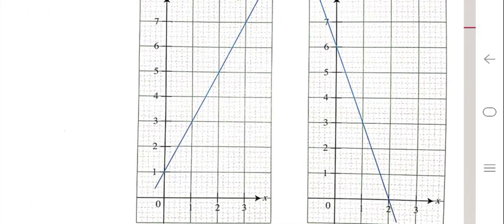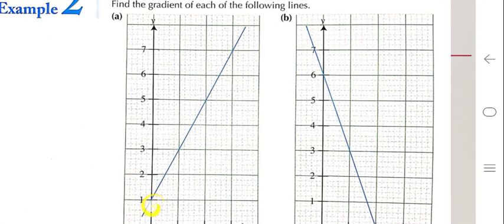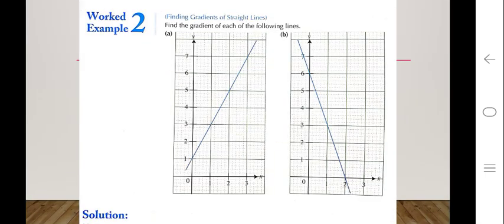I can also take it from here to here. So I'll go 3 times for the run, and for the rise I'll go 1, 2, 3, 4, 5, 6. 6 over 3, still 2. So whatever point or coordinate you pick from here, it doesn't matter. The answer of the gradient will be the same.